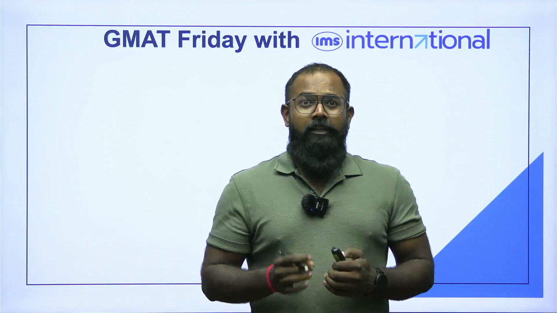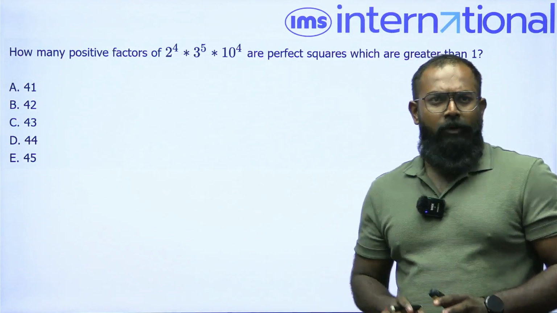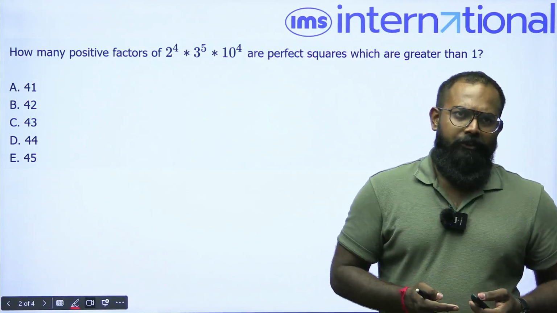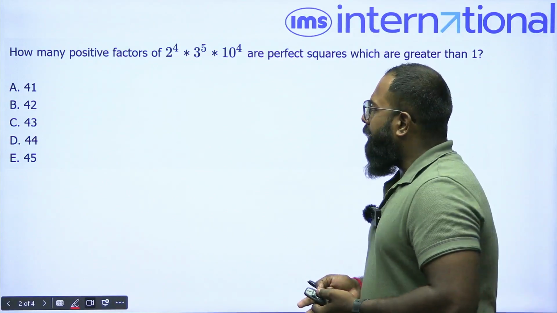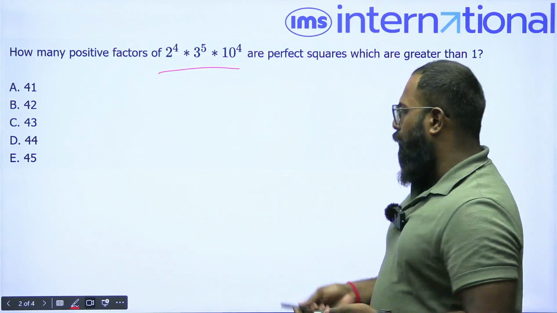Today, we are diving into a question from the quant section. I encourage you to pause this video, attempt the question, and resume to see the solution. Let's look at the question first. How many positive factors of this number are perfect squares which are greater than 1?